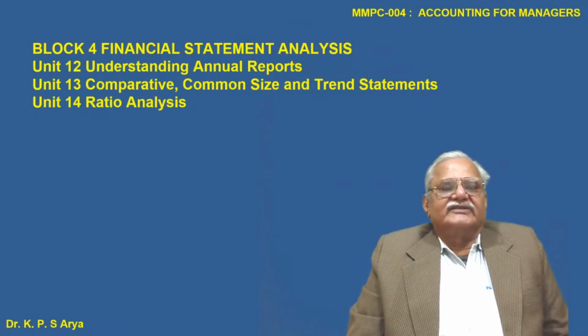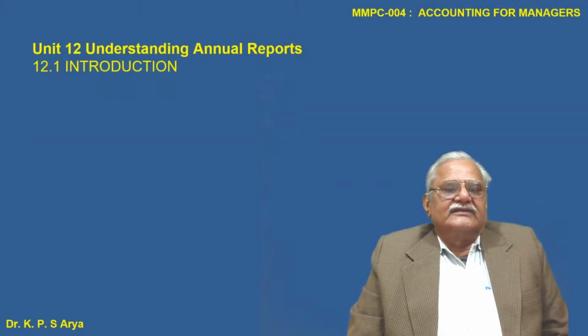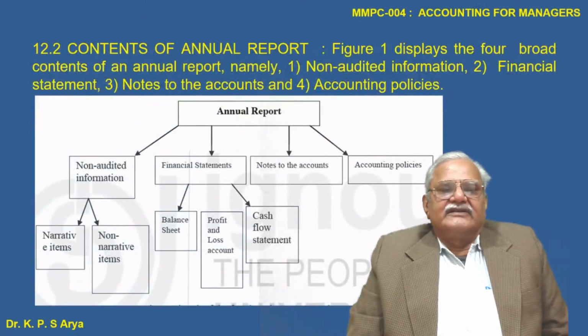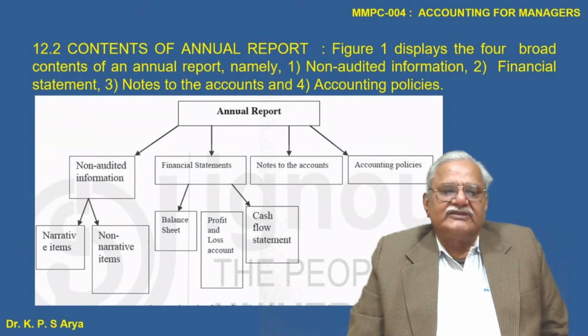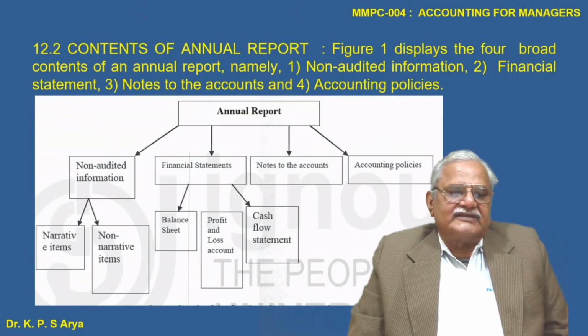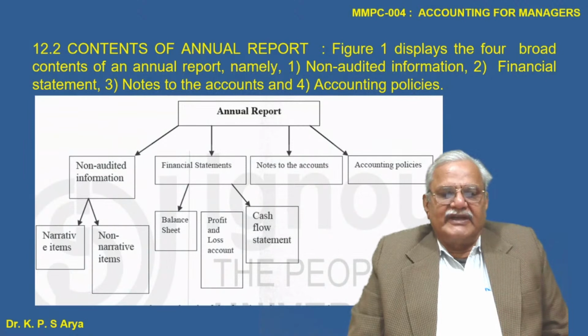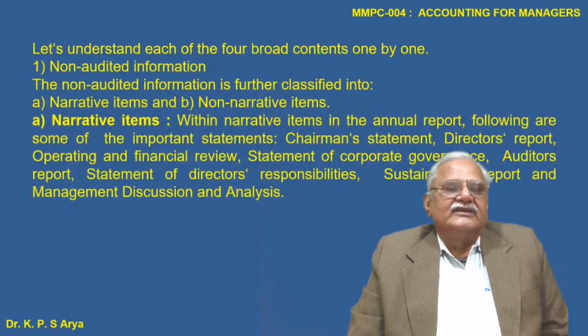Now the next unit is the 12th unit, financial statement analysis. The annual report displays four broad contents: non-audited information, financial statements, notes to accounts, and accounting policies. Non-audited information is further divided into two parts: narrative items and non-narrative items. Financial statements include the balance sheet, profit and loss account, cash flow statement, then notes to accounts and accounting policies.